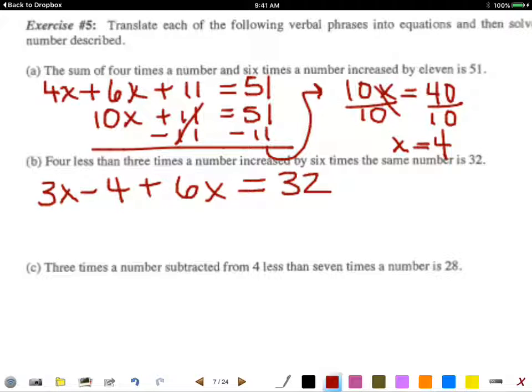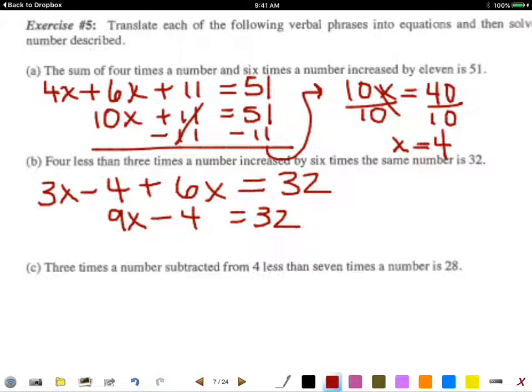And truthfully, we could switch this 6x and this minus 4 because of the commutative property, couldn't we? If we wanted to rewrite it so they were side by side, we could move these as long as we took this negative 4 with the 4. But we don't need to do that. So 3x and 6x is 9x. Bring down the minus 4 equals 32.